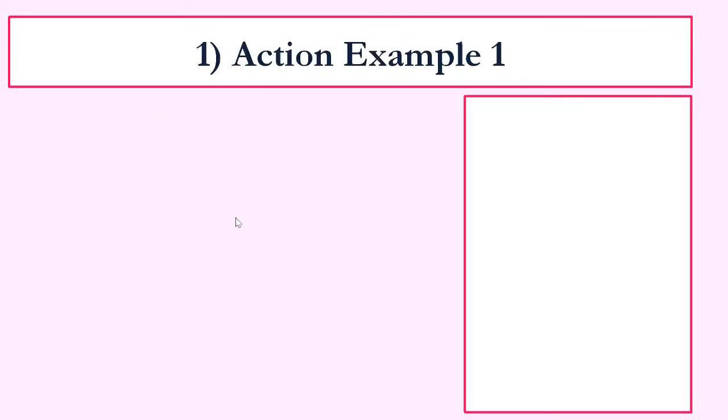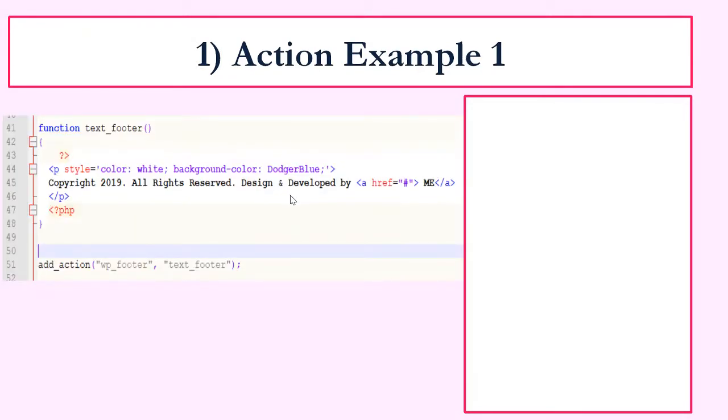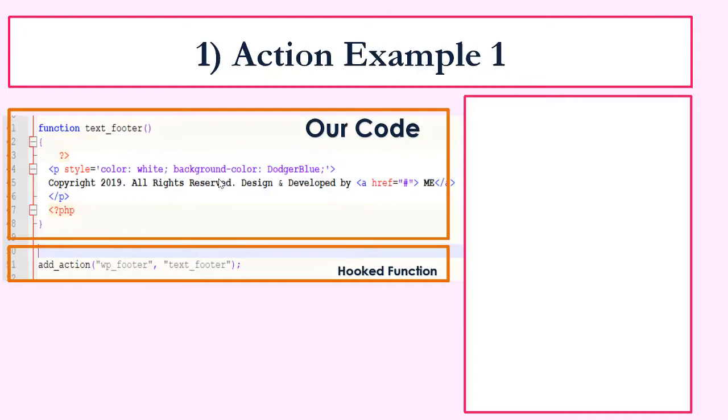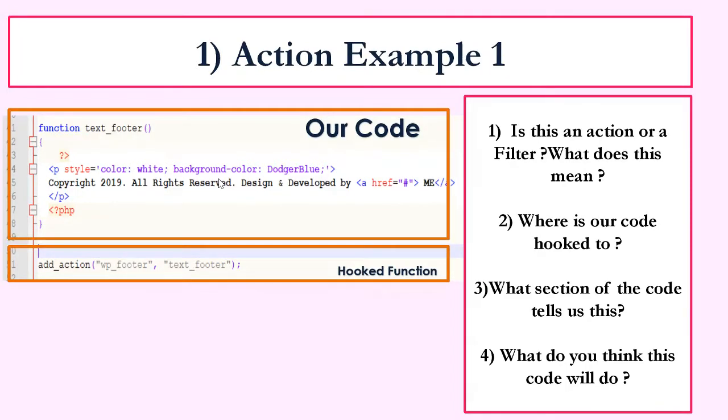So let's look at our first example of a hooked function. If we look here, we have our code. This is the code that we make that we want to change something, our plugin code. And this is our hooked function. I've got a series of questions here. Before we go through them, I would like you to stop the video and see which ones you can get, and then we'll go through the answers. So stop the video now and attempt those questions yourself.